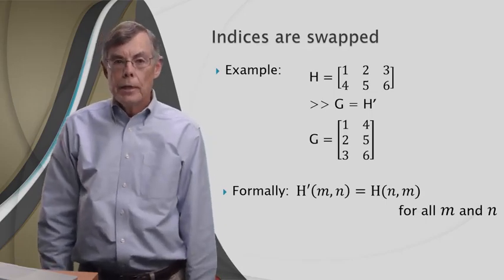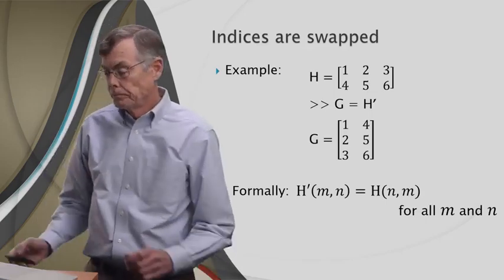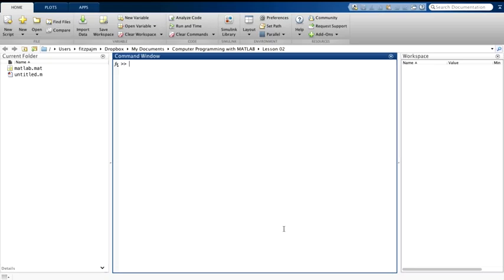So now let's see how to do that in MATLAB. And let's use the same matrix. H equals 1, 2, 3, 4, 5, 6. We want to set G equal to the transpose of H. And here's how we do it. Simple. And we can see what we've done here. We have a row that changes to a column, and the second row that changes to the second column.